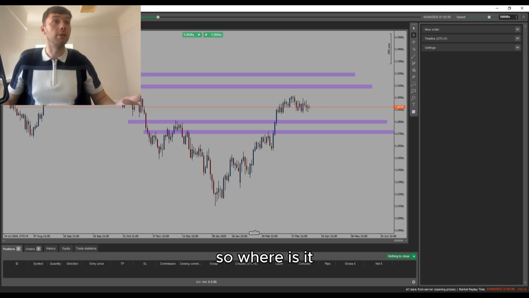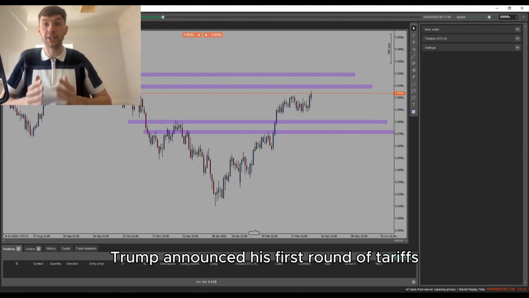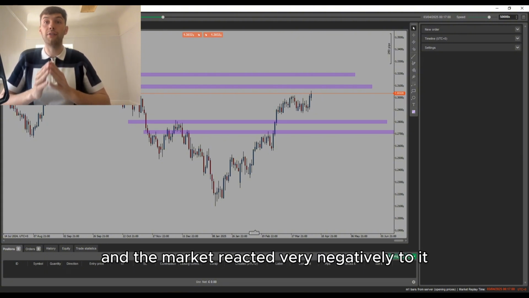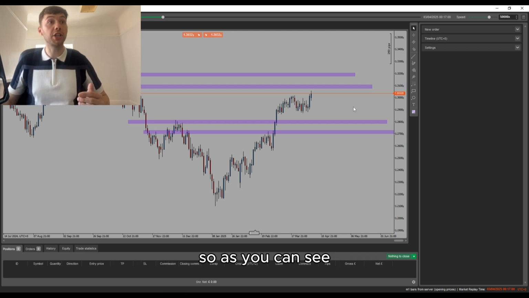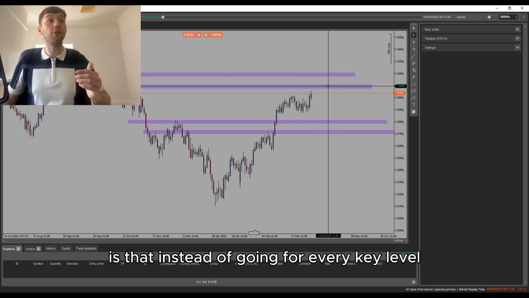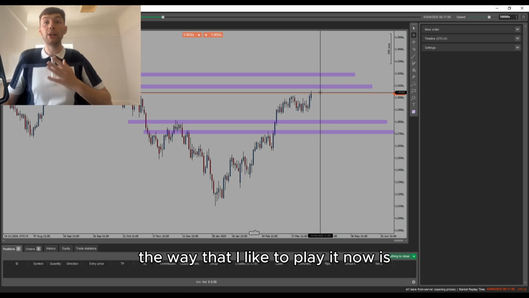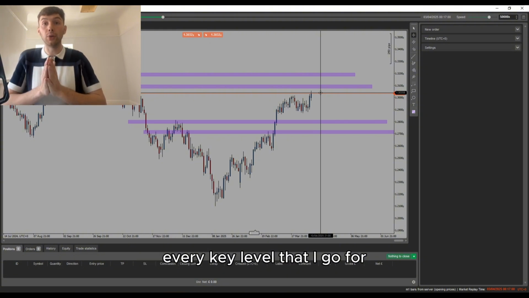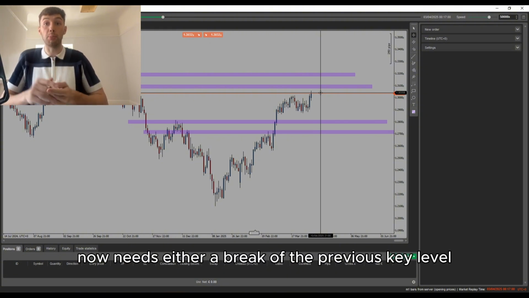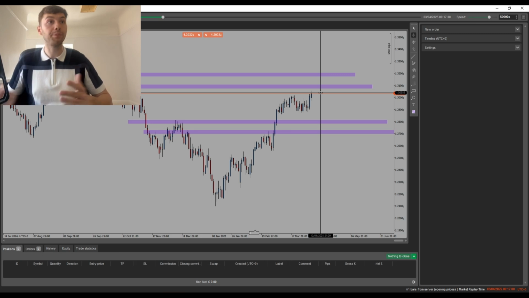So what's happened here is, this is when Trump announced his first round of tariffs and the market reacted very negatively to it. As you can see, the US dollar is getting very weak here, and the way you adapt to fundamental news is that instead of going for every key level like you can in a technically driven market, every key level that I go for now needs either a break of the previous key level or a big overextended move into it where there's likely to be profit taking.